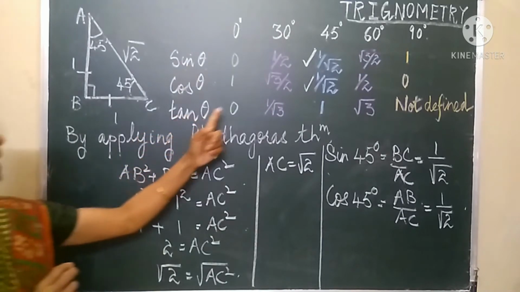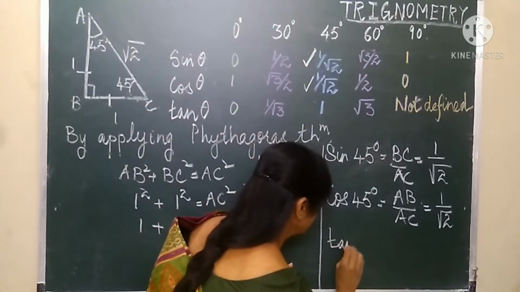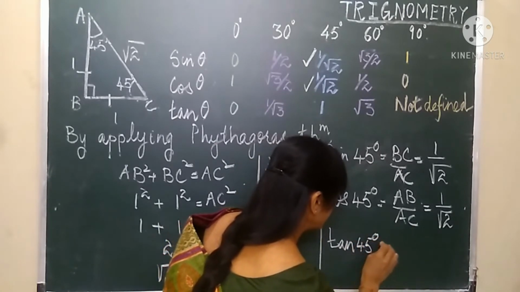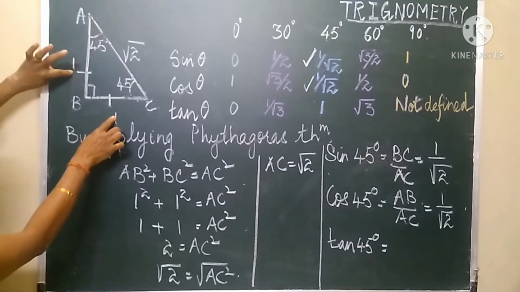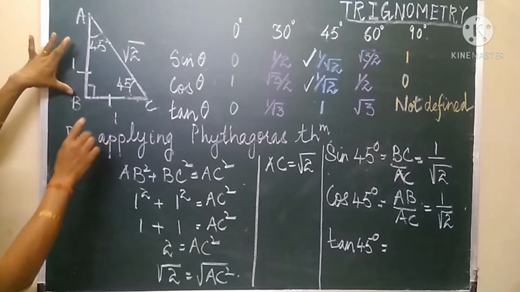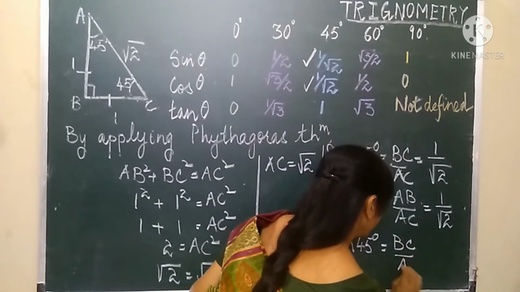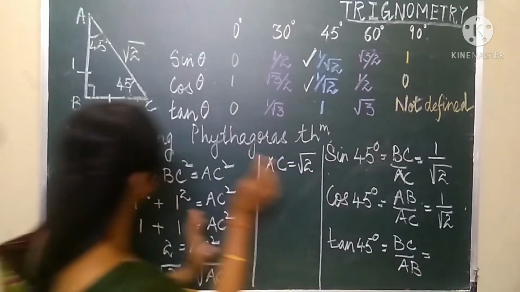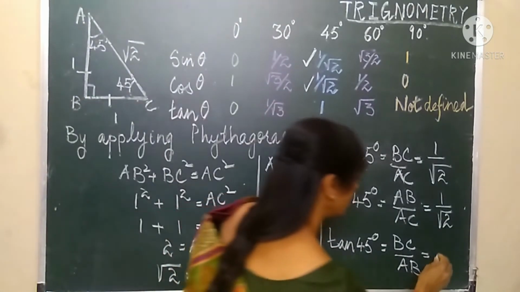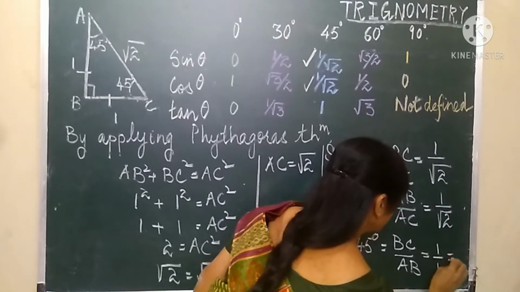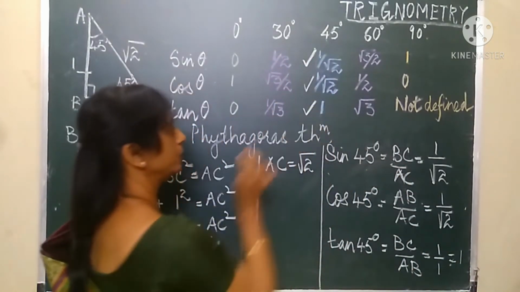The third, tan of the same angle 45 degrees. Tan of 45 degrees. What is tan? Tan of any angle is opposite side upon adjacent side, that is BC upon AB. How much is BC? Let's see and substitute. BC is 1, AB is also 1. 1 upon 1 which is equal to 1. So tan of 45 is equal to 1.